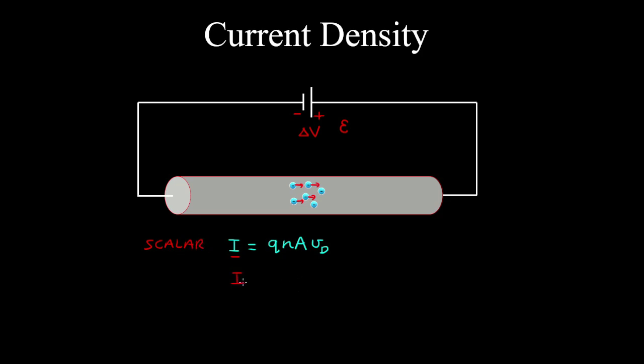Then if we divide through by the cross-sectional area of the wire, so we have the charge times the number of charge carriers per unit volume times the average drift velocity. And then if we consider the direction in which the current is flowing, then this quantity on the left with the direction is called the current density, which is equal to Q times n times the average drift velocity. So the current density is a vector quantity.